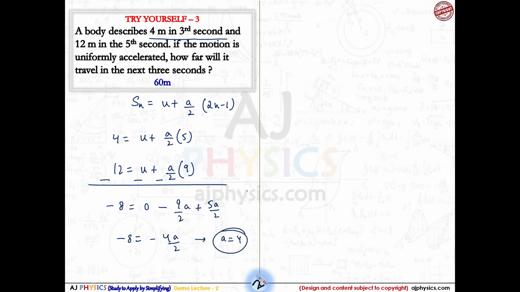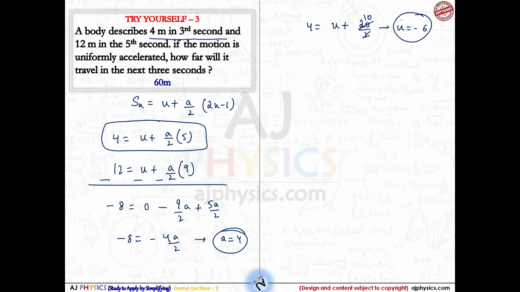I think in that question also it was 4. And let's substitute it in this relation. This looks comparatively easy. So if you substitute here, this will be 4 is equal to u plus 20 by 2. That is 4 multiplied by 5, 20 divided by 2. So u will be negative 6 here. Okay, so we have a and we have u. Now we need the distance covered in the next 3 seconds.